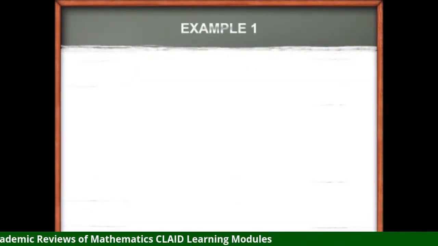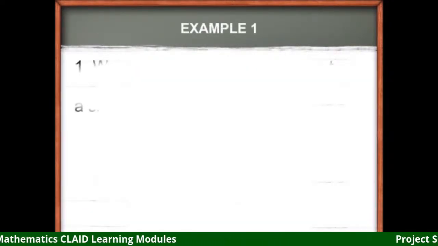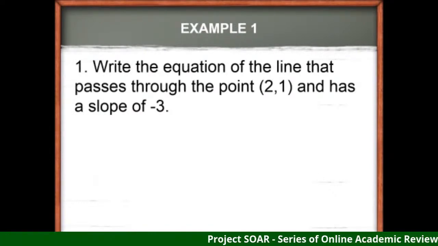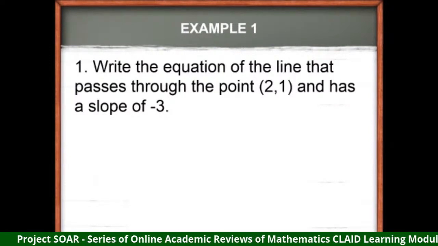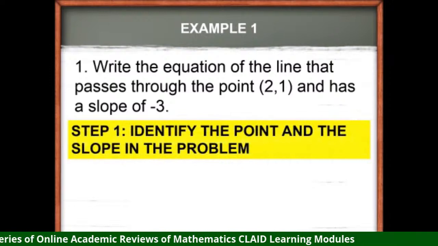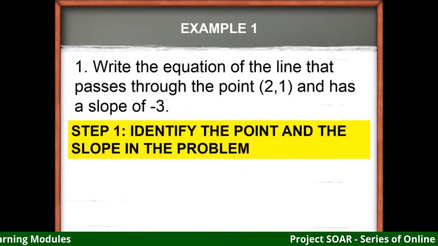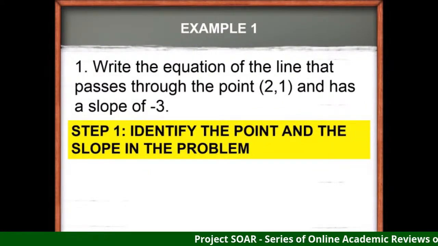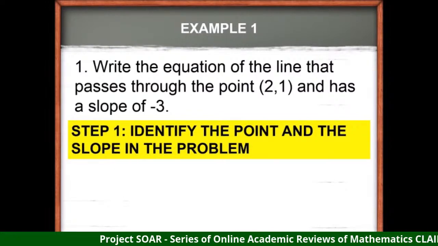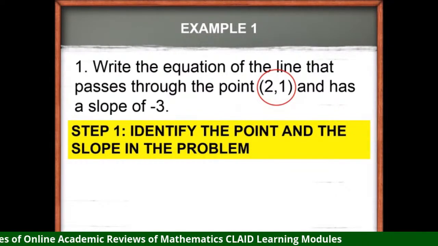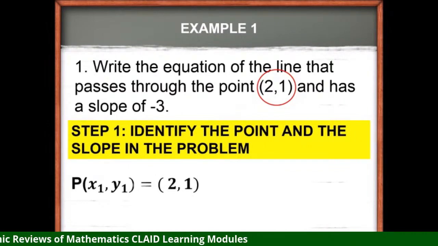Let's start with our first example. Write the equation of the line that passes through the point 2, 1 and has a slope of -3. Our step 1 in determining the equation of the line for example number 1 is identify the point and the slope in the problem. Our given point here is 2, 1. This will represent our x sub 1, y sub 1.